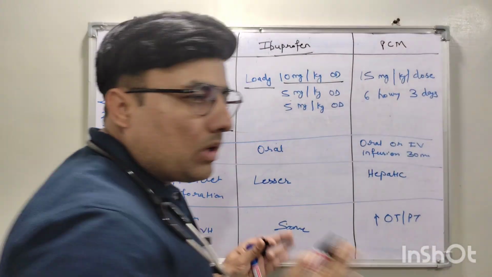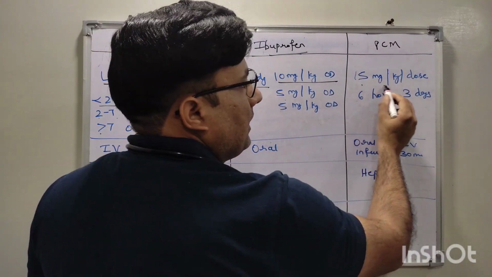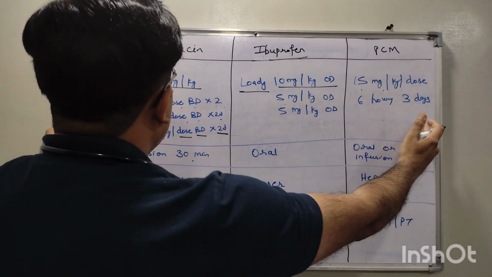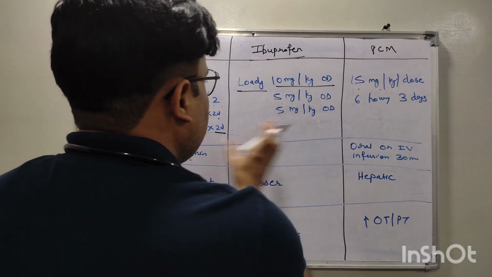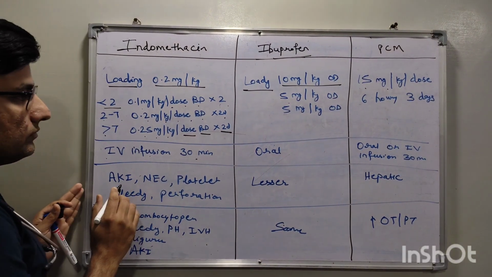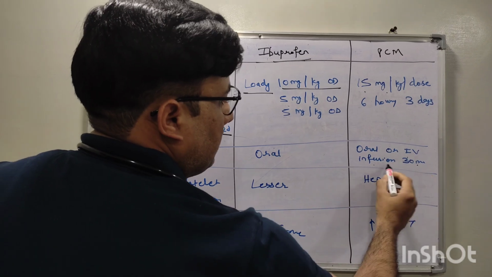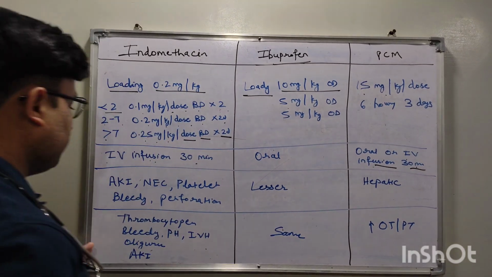Paracetamol we can give oral or IV. Same dose: 15 mg per kg per dose 6 hourly for 3 days. So all the 3 drugs are for 3 days, and this is the dosage. This is the IV; this one is oral or IV. If we are giving IV, we have to give it over a 30 minute infusion.